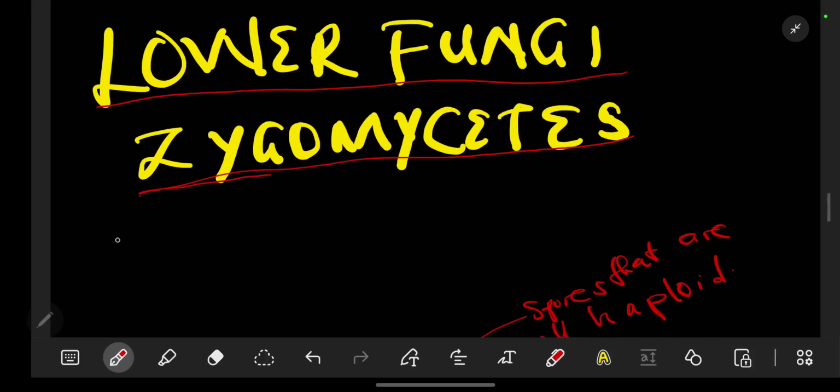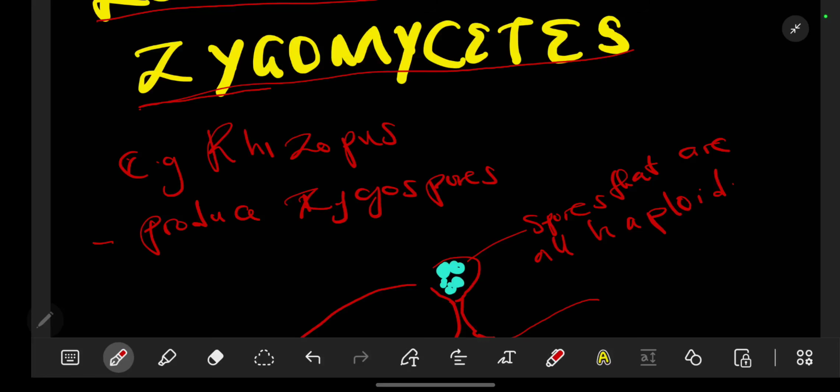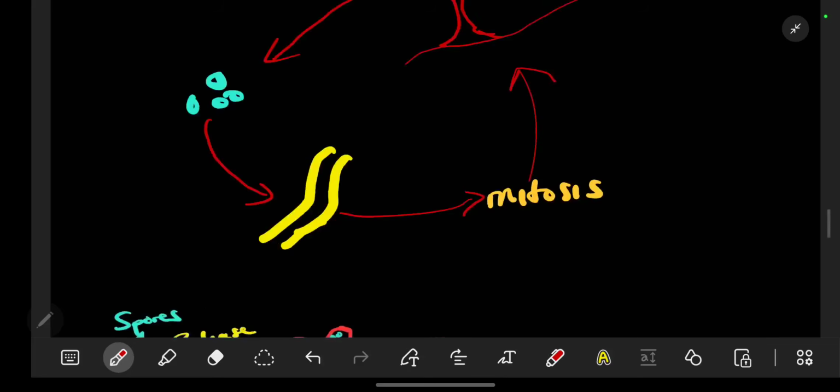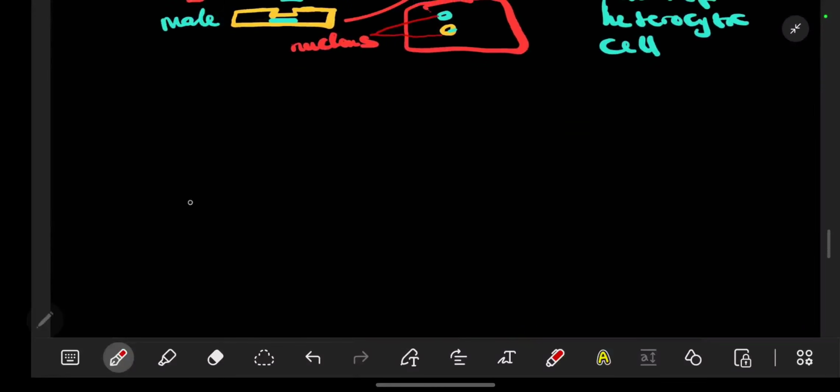Under Zygomycete we can have an example such as Rhizopus. This is able to produce Zygospores. We'll understand further what a Zygospore is, but just a brief idea of what a Zygospore is.